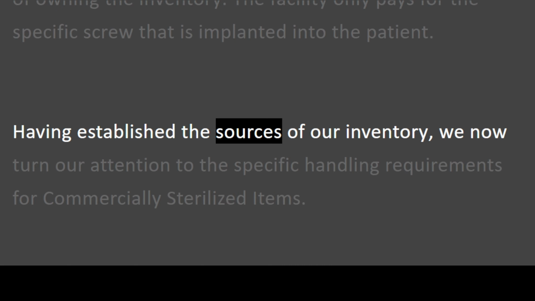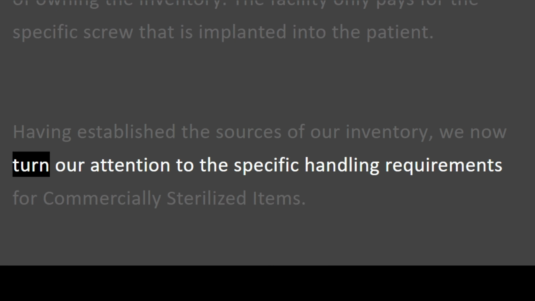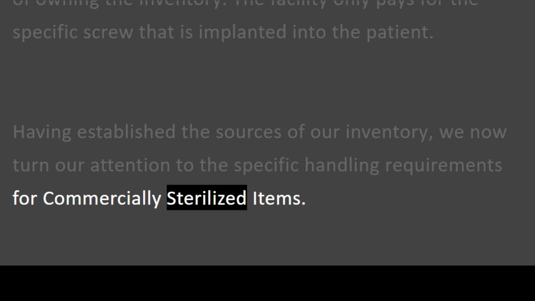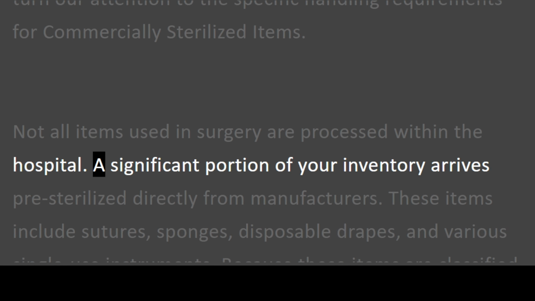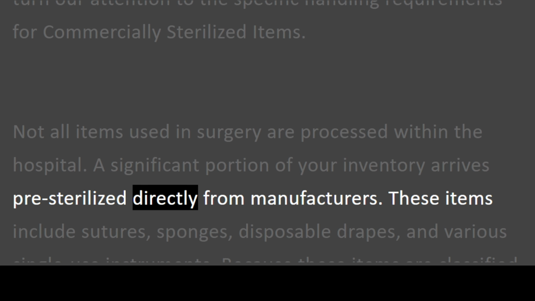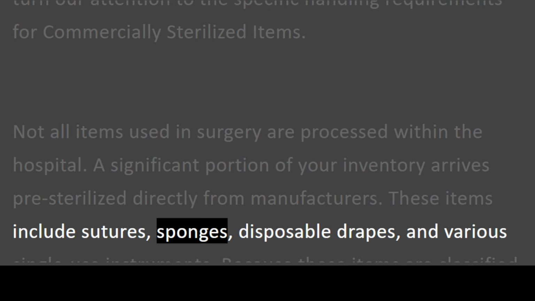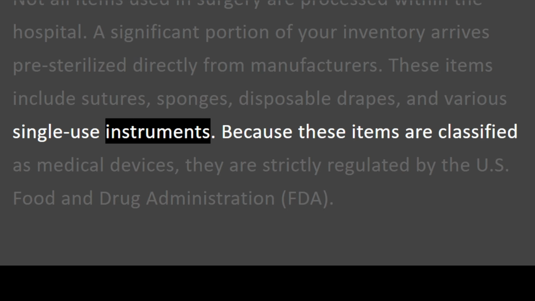Having established the sources of our inventory, we now turn our attention to the specific handling requirements for commercially sterilized items. Not all items used in surgery are processed within the hospital. A significant portion of your inventory arrives pre-sterilized directly from manufacturers. These items include sutures, sponges, disposable drapes, and various single-use instruments.